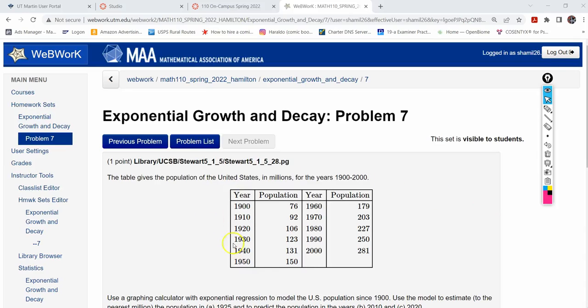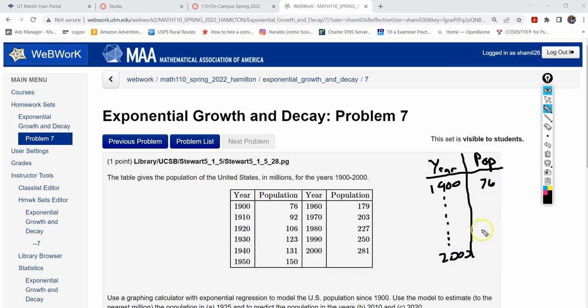Okay, so it's recording. Now, what they've done here is there's not enough space to put all of this into one table. And it should be one table with the year as one column, and then the population as another column. And so they've split it up, but the years should go all the way down until the end at 2000. And the population starts at 76, which we understand means 76 million, and then it goes down to 281. Okay.